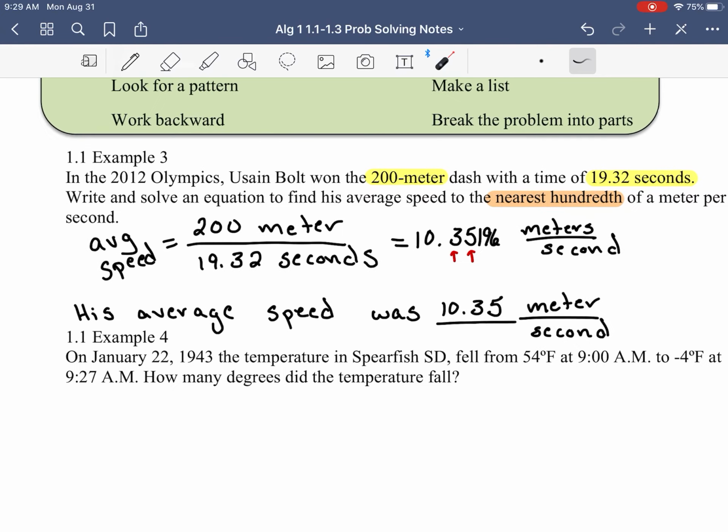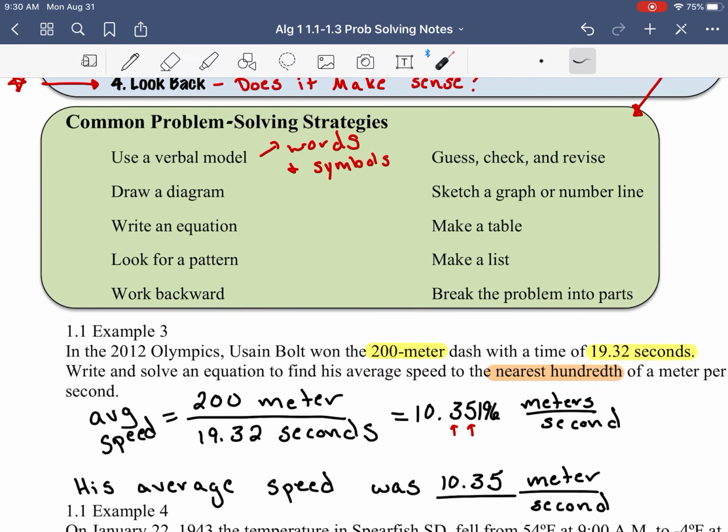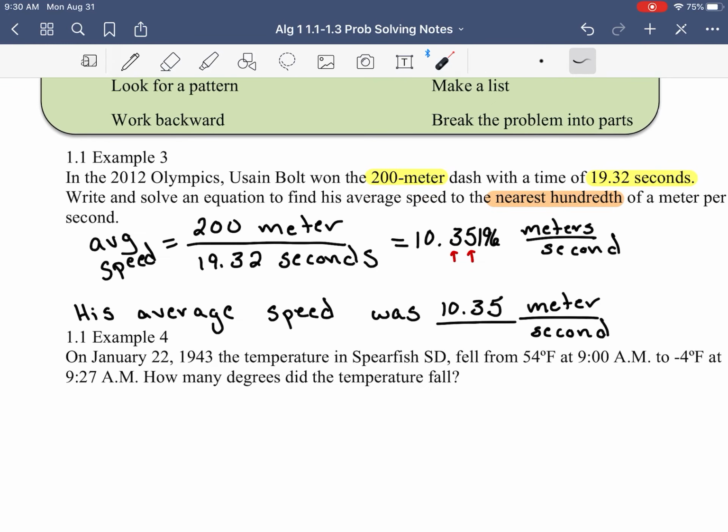Okay, this is kind of a number line problem, so I think I'm going to sketch a number line for this one. I'm going to do a vertical number line just because talking about falling makes me want to go down. The temperature in Spearfish fell from 54 degrees Fahrenheit. So I'm going to mark here we are at 54 degrees at 9 a.m. And it fell to negative 4 degrees at 9:27.